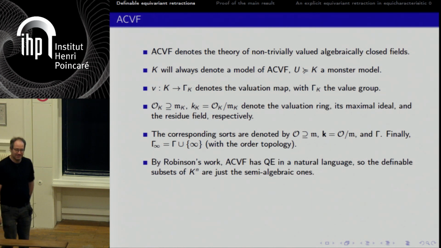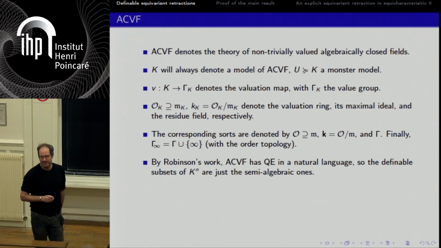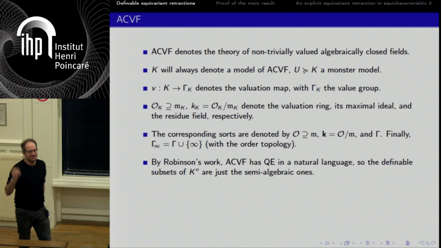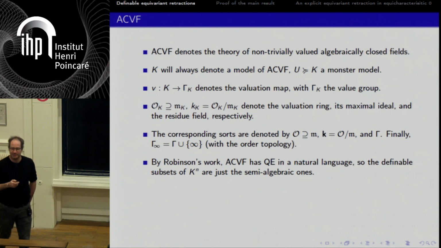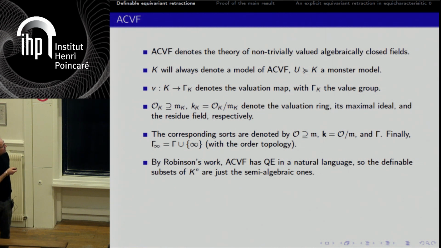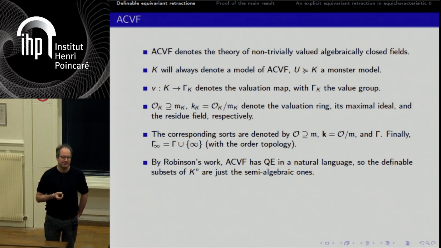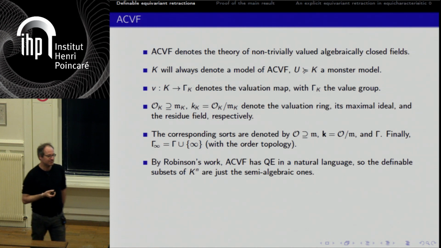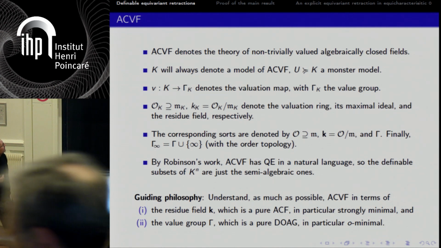By Robinson, as we heard yesterday, this theory has quantifier elimination in a natural language. For example, you can add a binary relation, x divides y if and only if the valuation of x is smaller or equal to the valuation of y. But we, contrarily to Robinson, are interested in definable sets. So the definable sets are just the semi-algebraic ones, namely given by finite Boolean combinations of inequalities on valuations of polynomials.